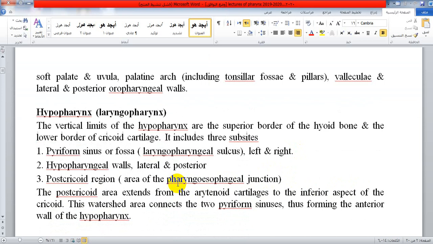The hypopharynx, or we call it laryngopharynx, has vertical limits: the superior border of the hyoid bone and the lower border of the cricoid cartilage. It is divided into 3 subsites: the piriform sinus, or fossa, or we call it laryngopharyngeal sulcus, left and right, the hypopharyngeal walls, also lateral and posterior, and the postcricoid region. This is the area of the pharyngoesophageal junction. The postcricoid area extends from the arytenoid cartilage to the inferior aspect of the cricoid. This watershed area connects the 2 piriform sinuses, thus forming the anterior wall of the hypopharynx.